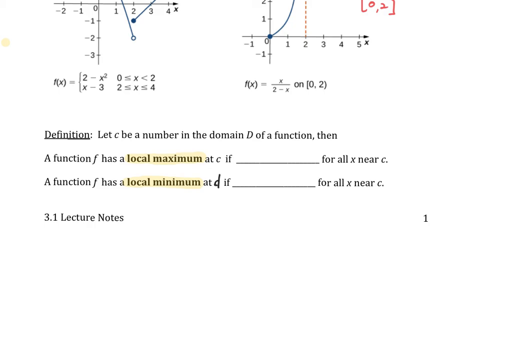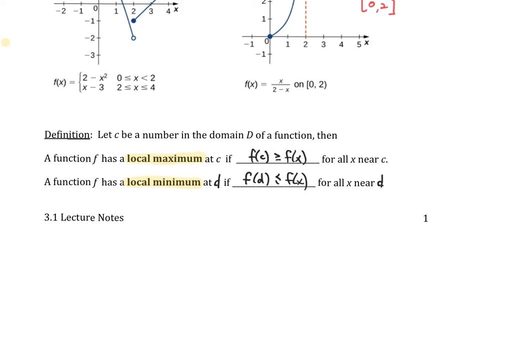So f has a local maximum at C if f of C is greater than or equal to f of x for all x near C. So it doesn't have to be bigger than f of x for all the things in the domain. It just has to be bigger near C. And I'll show you a picture in a moment to illustrate the difference. Similarly, a function f has a local minimum at D if f of D is less than or equal to f of x for all x near D.